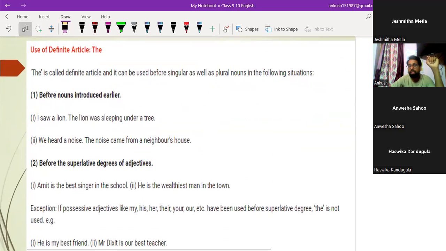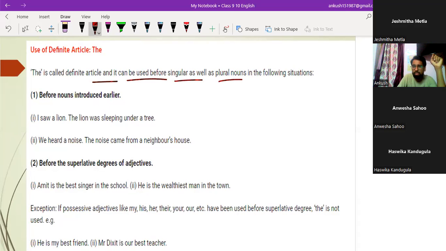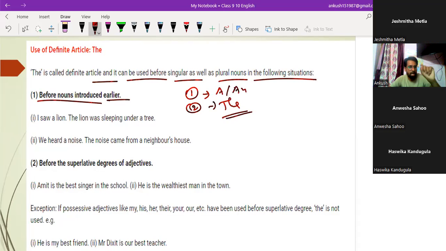Now, use of the definite article the. This is very important. Where should we use the article the? The is called the definite article and it can be used before singular as well as plural nouns in the following situations. Before nouns introduced earlier: when the noun was introduced for the first time, a or an was used, and for the second time the is used. I clarified it already in the beginning. Did you get it?